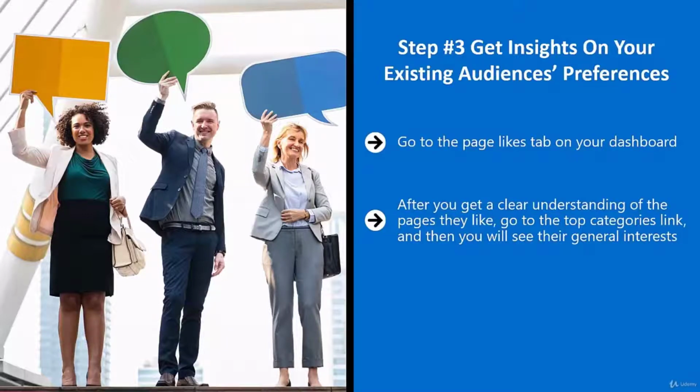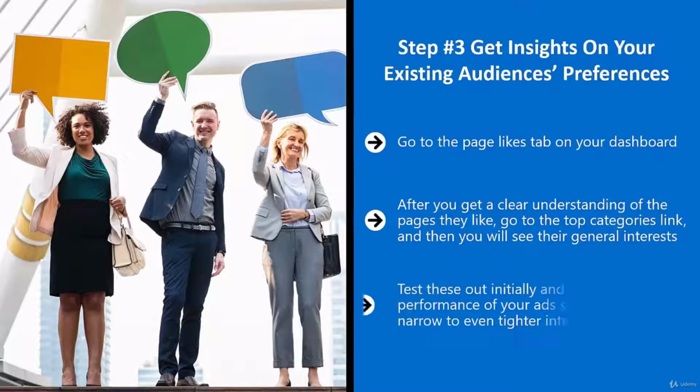The key here is to start with the general interests of people on Facebook that may have something to do with your target niche. Test these out initially, and then look at the performance of your ads, so you can then narrow to even tighter interests. Please note that when you click on the Page Likes tab, you can see existing pages on Facebook that already attract the audience you're interested in.